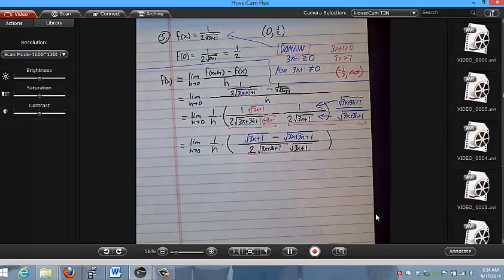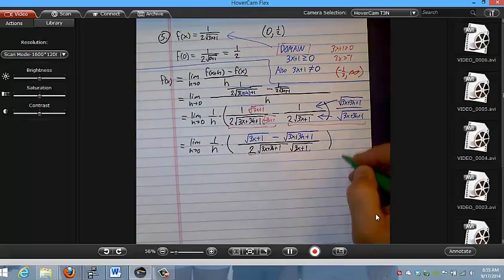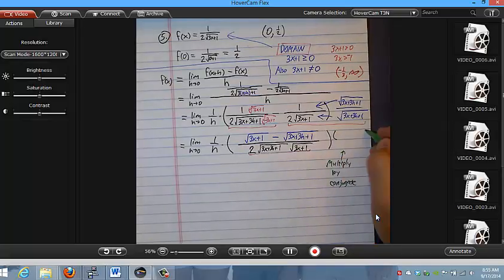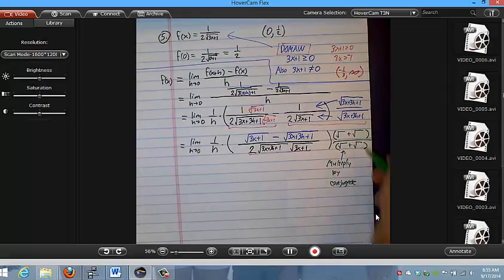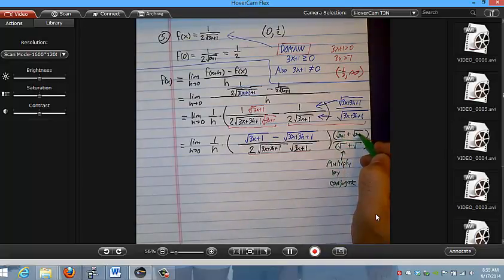That's what I think when I see square roots. Multiply by the conjugate. It's funny, they used to do that to get the radical out of the denominator, but lately it seems like I've been doing it to get the radical out of the numerator. So I'm going to multiply by the conjugate. What do I mean by that? I'm going to multiply by square root plus square root over square root plus square root. Do you guys know what I'm talking about? It's the square root of 3x plus 1, and the square root of 3x plus 3h plus 1.